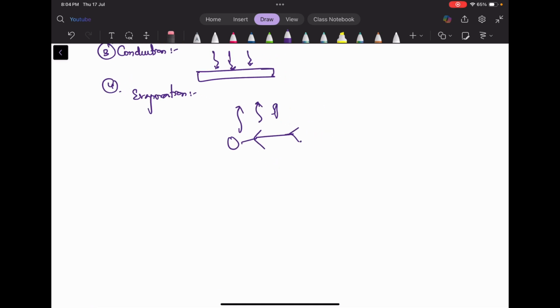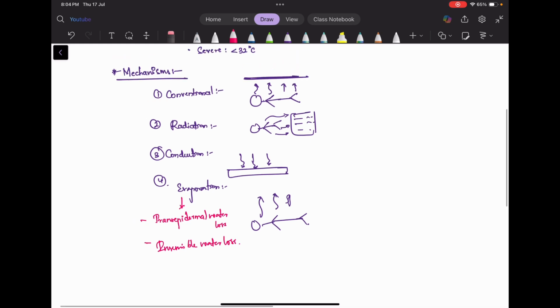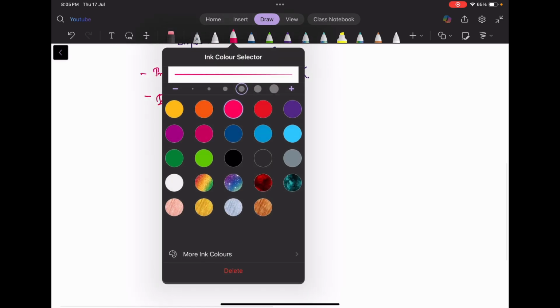So the special point of this is you need to remember transepidermal water loss will take place, or insensible water loss. I hope there is no doubt, right? It's very crisp. Then we'll go with the next part.